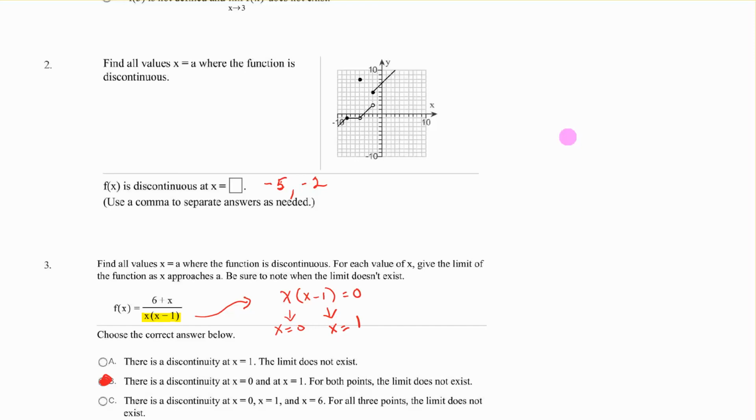Number 2, find all values x equals a where the function is discontinuous. Well, it's fine. Here, it has something there. So at 1, 2, 3, 4, 5, -5, and at -2, we have this break. So at those two places, it is discontinuous.